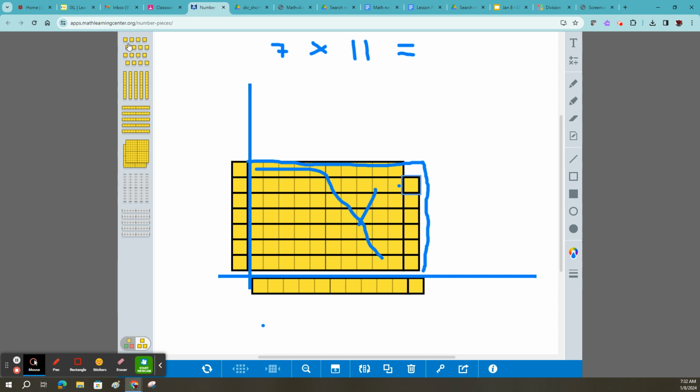Cool. Okay. So once I've got my area completely filled in, now I've got to count how many blocks I have in that area. So how many ones do I have? 1, 2, 3, 4, 5, 6, 7. I've got 7 ones. How many 10s? 1, 2, 3, 4, 5, 6, 7. So my product is 77. Cool. This is how we multiply using base 10 blocks. It's important for us to remember that because what we're going to be doing when we're dividing is not much different. So allow me just to clear off my mess here.